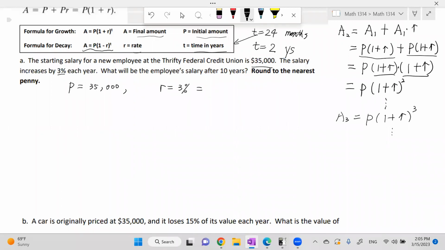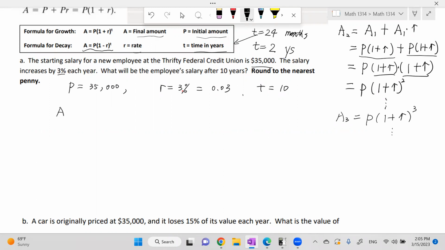We can convert it to decimals. That's 0.03. How did I change it? Because I moved the decimal point to the left two decimal places, 1, 2, and then ignore the percentage sign. All right, let's see, what is the other information? 10 years, that's T equals 10 years. The unit is years, so we don't need to convert it.